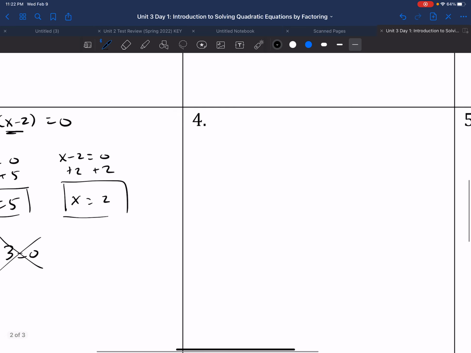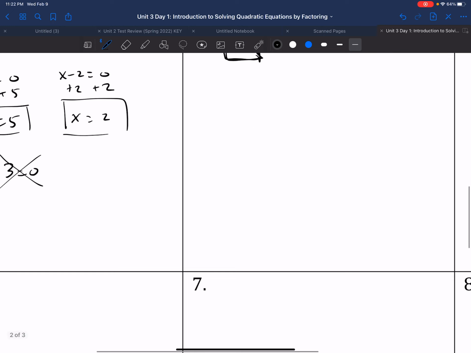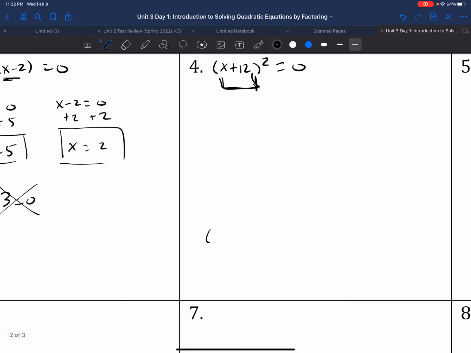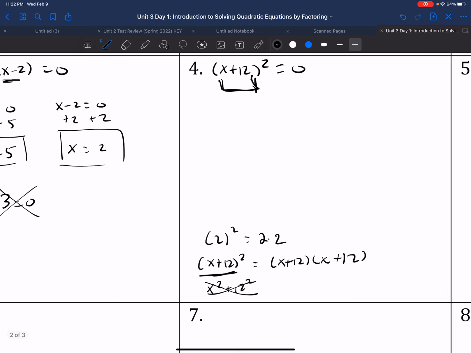Where are we? Number 4, which is, I guess, number 5 on your paper. x plus 12 quantity squared is equal to 0. This whole thing, when we have 2 squared, that's the same thing as 2 times 2, right? x plus 12, this is my base. I can rewrite that as x plus 12 times x plus 12. And a lot of y'all make the mistake of just distributing and saying it's x squared plus 12 squared. That's wrong. Not what you should do.